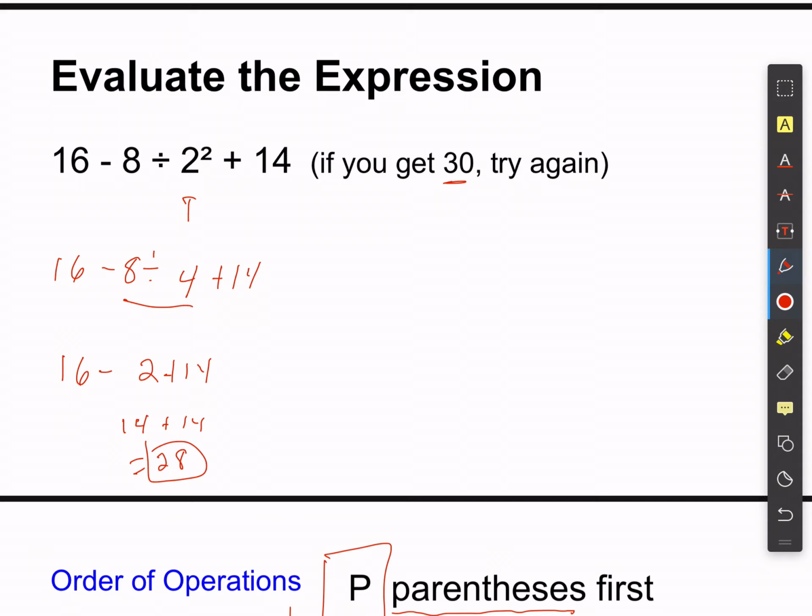Notice it was not 30. If we didn't abide by these rules, what you would have possibly done was subtract these first and gotten 8 divided by 4, which is 2. Well, you would have done 16 minus 8, which is 8, divided by 4, which is 2. 2 plus 14, you could have gotten even 16 possibly. I'm not sure what you would have gotten. 30 is another possibility depending on how you look at it.